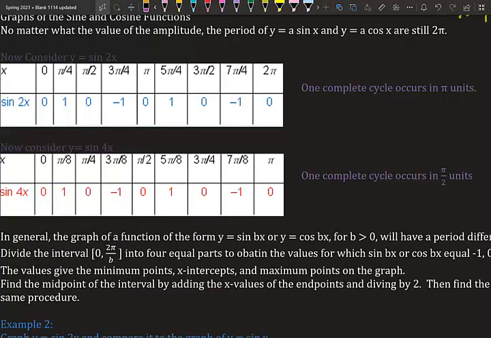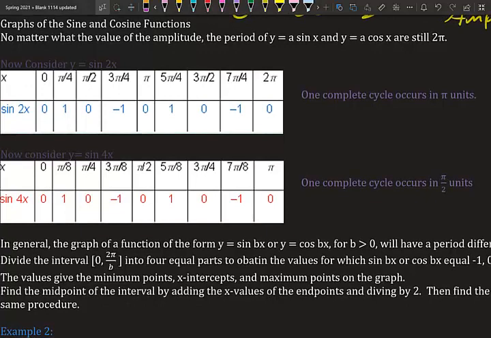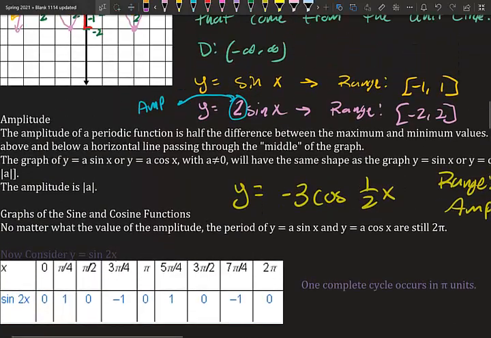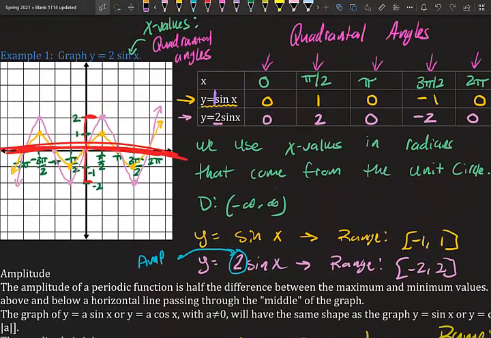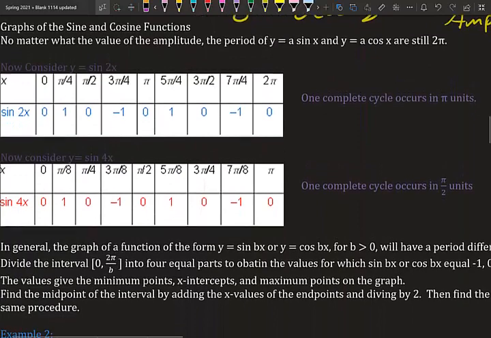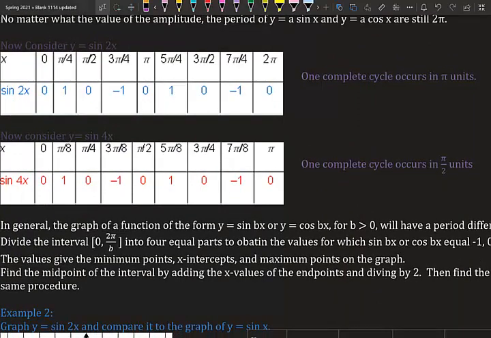Alright, graphs of sine and cosine functions. No matter what the value of the amplitude, the period of y equals a sine x and y equals a cosine x is still 2 pi. Did you notice that when we put a 2 in front of the function, it still looked the same, it was just stretched. So if we have y equals sine 2x, one complete cycle happens in pi. When we have y equals sine 4x, one cycle happens in pi over 2.